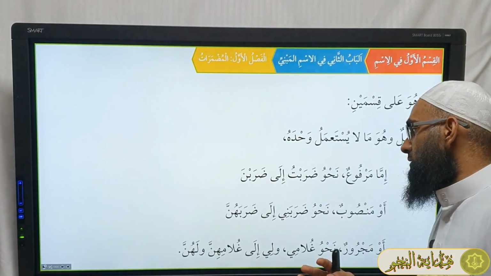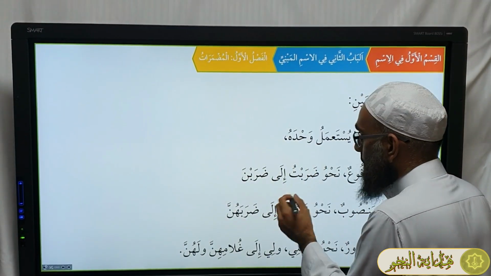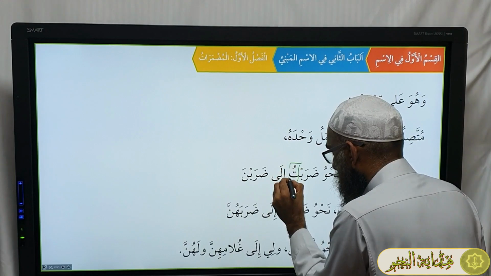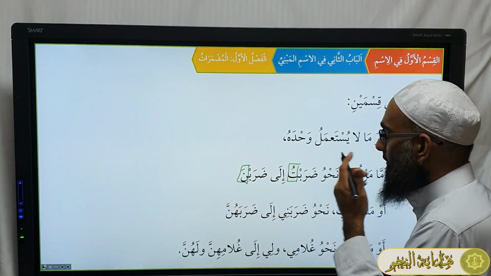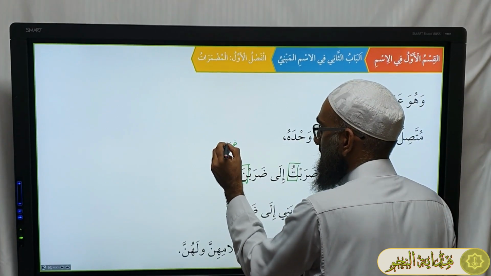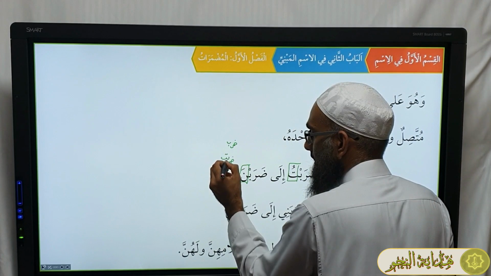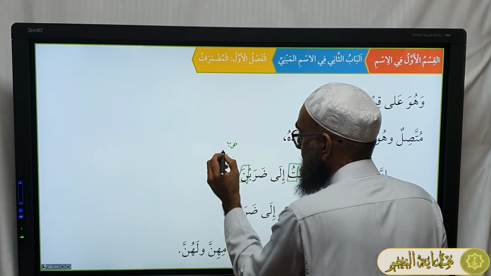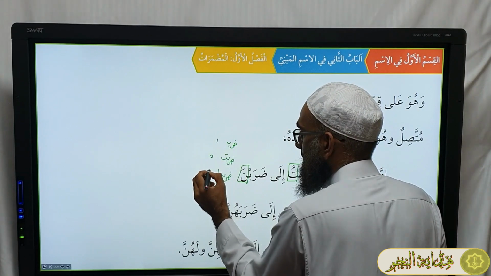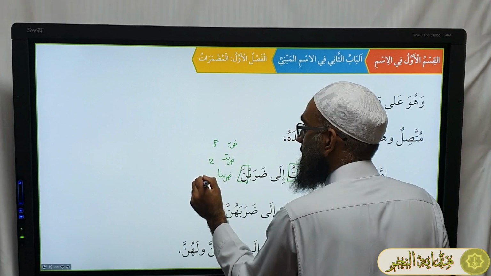These muttasil dhamair cannot be used on their own. They must be used with either a fa'il, for example, darabtu. So the fa'il is what? The tu. Up to darabna. So remember in sarf, we go daraba, daraba, darabu, daraba, darabata, darabna, darabta, darabtuma, darabtum, and we go darabtu, darabna. So we go third person, second person, first person.